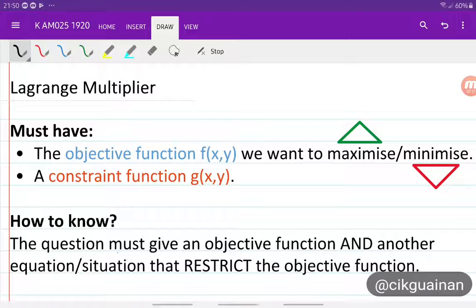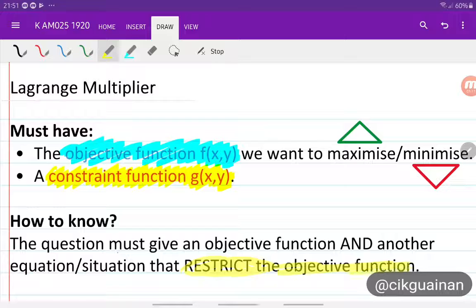But in the case of Lagrange multiplier, in the question we might spot two things. The first one is what we call objective function, denoted by f(x,y). And another function is what we call constraint function, g(x,y). How to know which one is which? It's simple. The question must give an objective function and another equation that restricts the objective function.